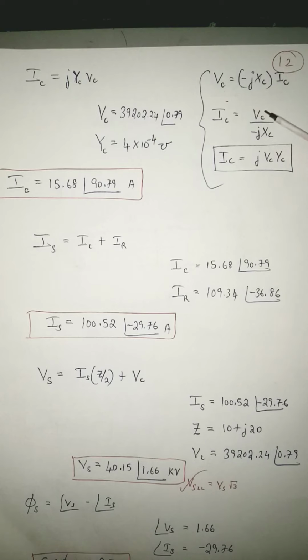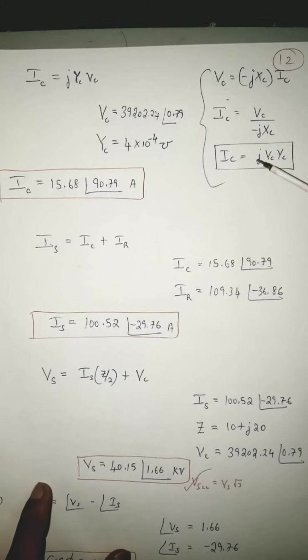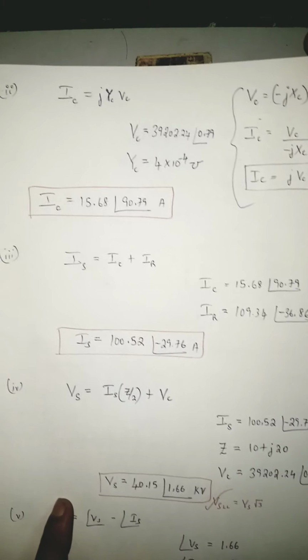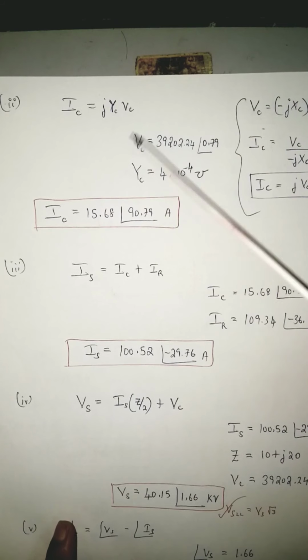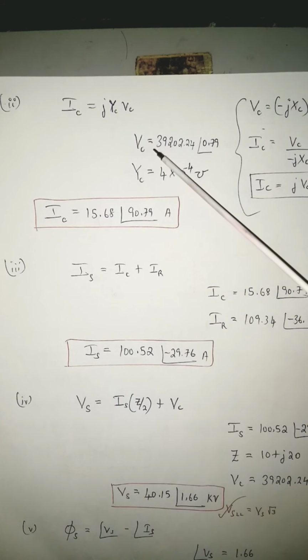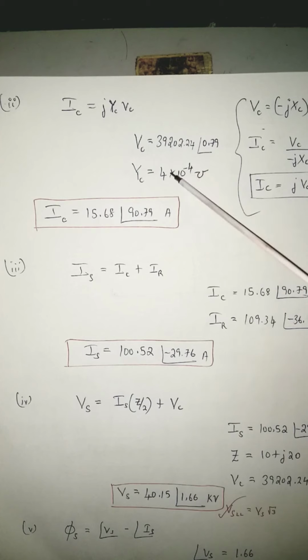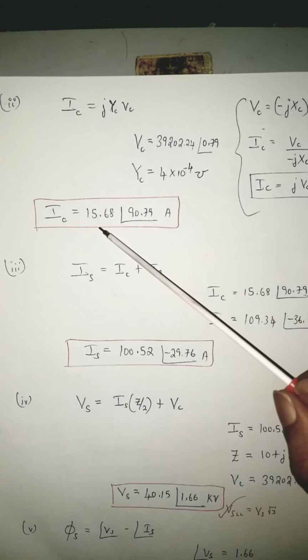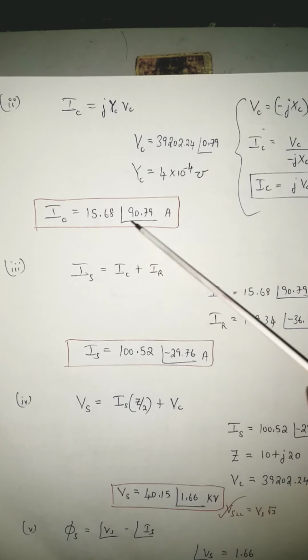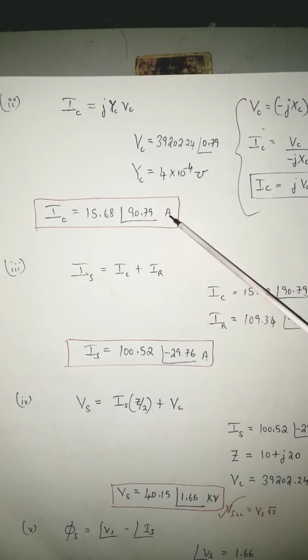When minus j comes to numerator, it becomes plus j, and 1 by Xc can be written as Yc. So Ic is j Vc Yc. So in terms of admittance, it is the product of voltage and admittance. Vc we have already calculated in the previous step. Yc is given in the problem, 4 into 10 power minus 4 mho. Use this, find the product. And finally, Ic is given by 15.68 at an angle 90.79 amperes.